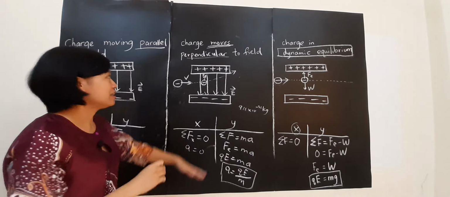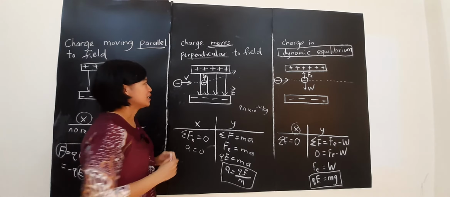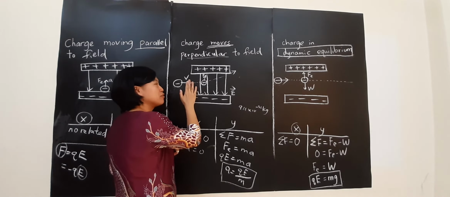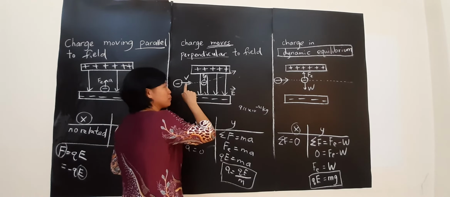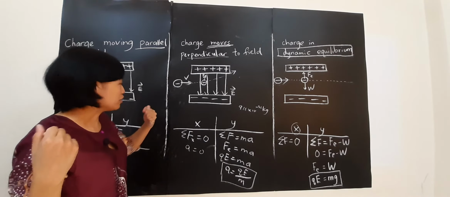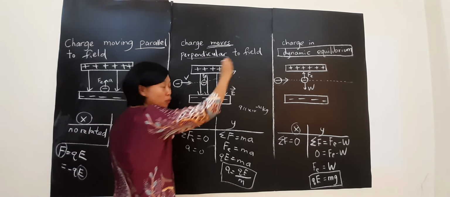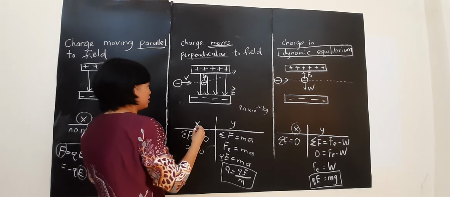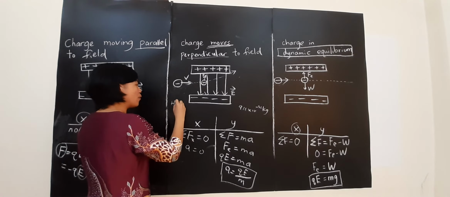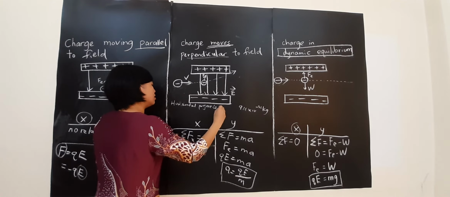So for example, if you are given a situation where you need to find the time taken for the electron to travel from here and then reach here, what is the time needed? In order to find time, since this is a parabolic shape, you have to make use of what you learned before, which is, still remember, horizontal projectile.